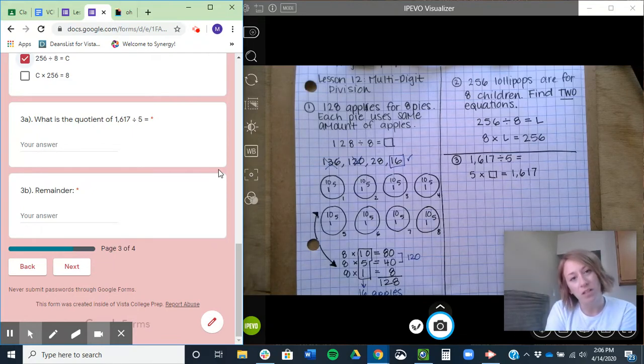So I wonder if we could start with hundreds or multiples of hundreds. What if we started off with 5 times 100? Would that get us as close to 1,617 as we could? You're right. 5 times 100 equals 500. That is much closer to 1,617. So let's start off with that number sentence so that we can continue to get as close to 1,617 as we can when we multiply 5.